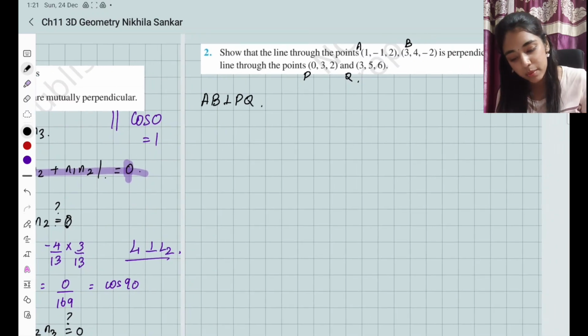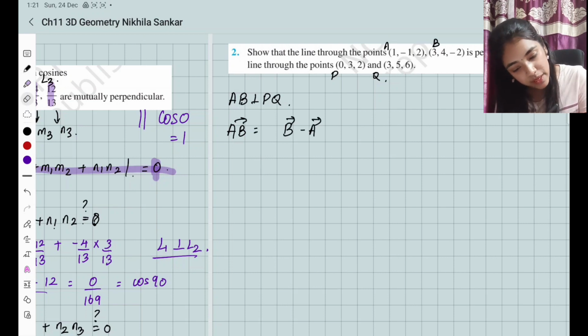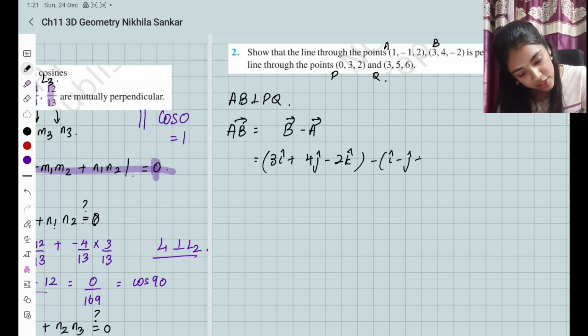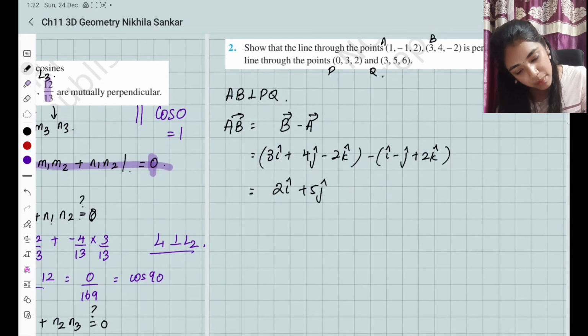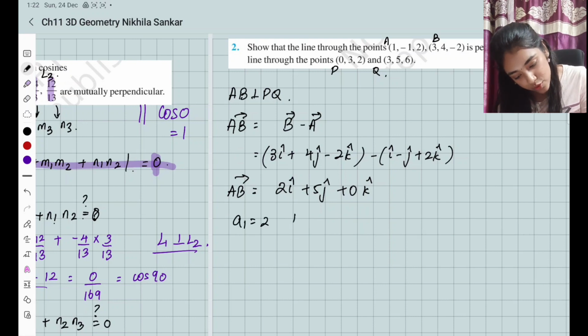First, I am going to find what my AB is. This is going to be B minus A. So when I do B minus A, this is going to be 3i cap plus 4j cap minus 2k cap minus (i cap minus j cap plus 2k cap). So this is going to be 3 minus 1, which is 2i; 4 minus of minus 1 is plus 5j; minus 2 minus 2 is going to be minus 4k. So this is going to be my AB. So here the direction ratios are A1 equals 2, B1 equals 5 and C1 equals minus 4.